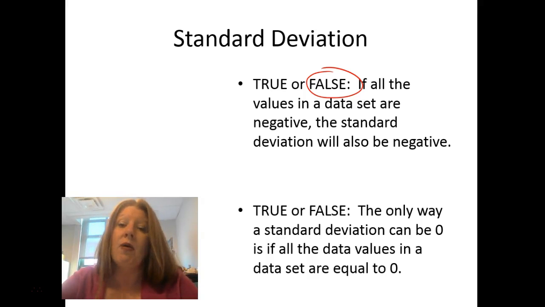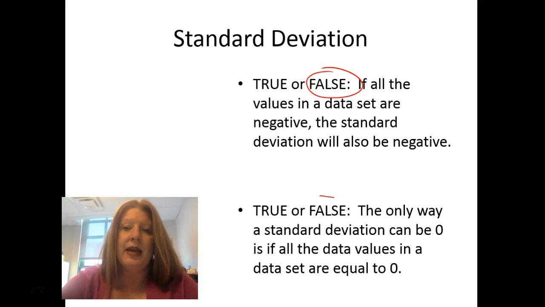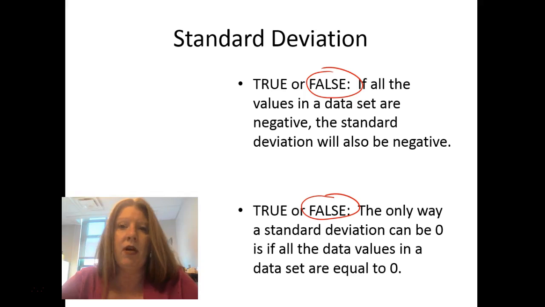True or false, the only way a standard deviation can be 0 is if all data values in a data set are equal to 0. So again, I'm hoping that you're thinking that's a false statement. So a standard deviation of 0 means we have no variability. It could be that all the values are 0, or it could be they're all 100, or they're all 50, or they're all 25. Anytime all the values in a data set are exactly the same, then we would have a standard deviation of 0.